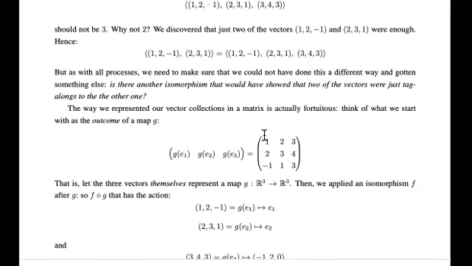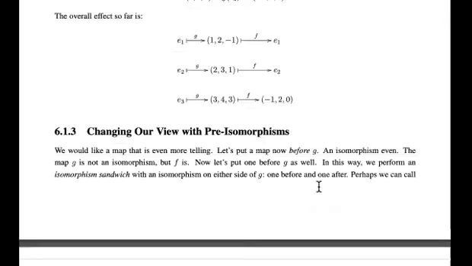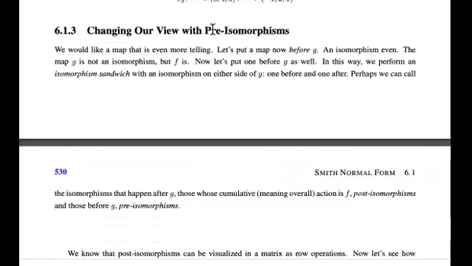So the matrix itself that we did out with columns being vectors, you could think of that matrix itself as being a map. And then when we do row operations, actually what we're doing is we're composing this map with another one after it. So we're like doing an isomorphism after this map. So that's why row operations were called post-isomorphisms. Now we're going to talk about something called pre-isomorphisms.